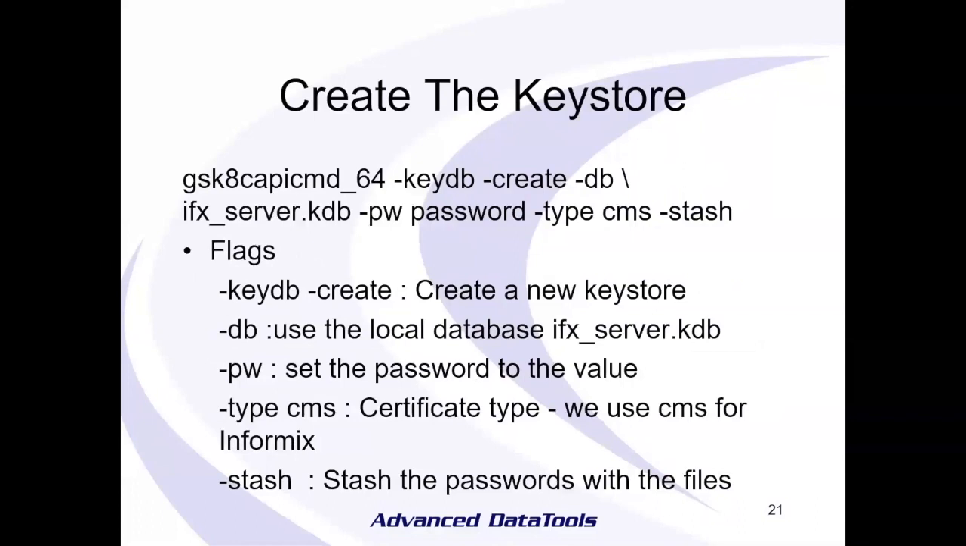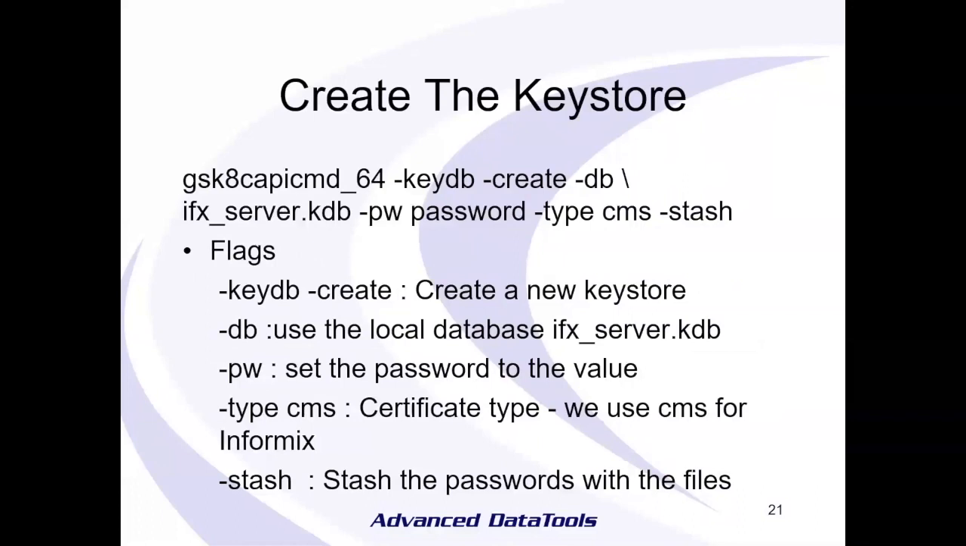The next thing we're doing is -type cms, where we're telling it we're using a certain keystore type. There's a series of different keystore types you can give it. CMS is the one recommended for Informix. GSKit actually supports 4 different types. Some of them have particular purposes for different environments. There may be security reasons why you need to use a different one. I have never used anything but CMS with Informix. And the last thing we're going to give is -stash.